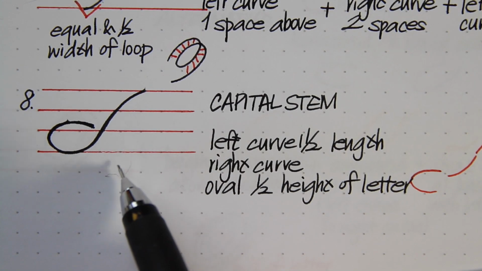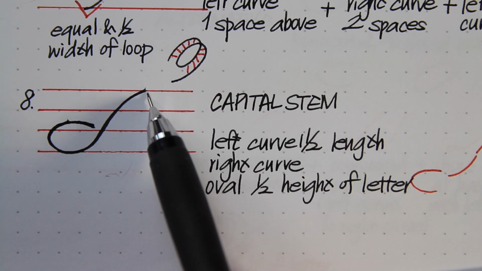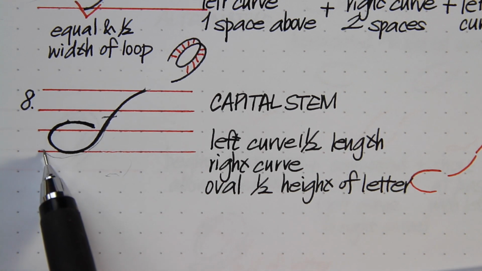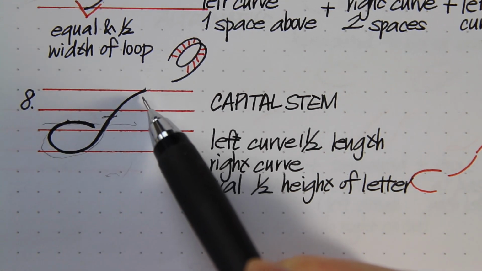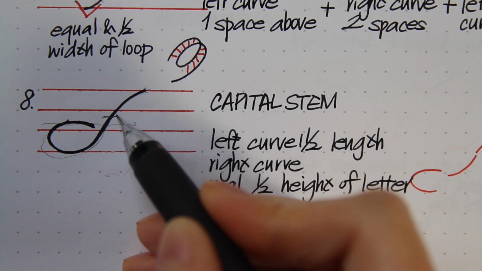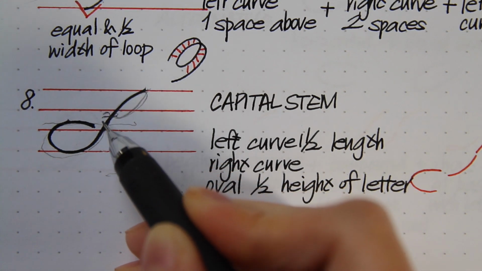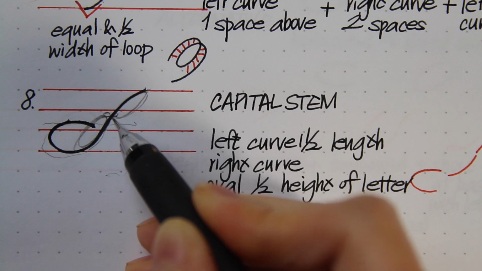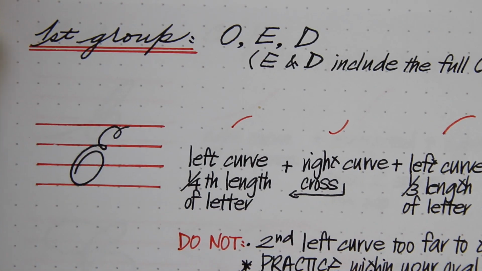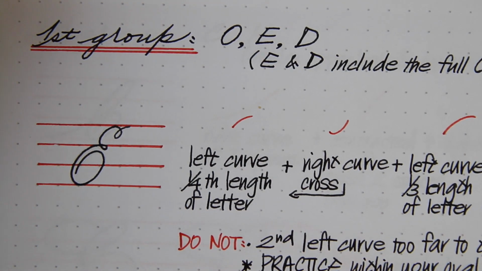The capital stem is the eighth principle. It begins with a left curve that ends in the middle, right curve, and an oval half the height of the letter. Take care that the left curve and the right curve bend equally. What this means is if we finish the ovals that the left and right curves are a part of, these ovals should be equal. Just like in the lowercase letters where we had groups of letters based on their similarities, we have 9 groups in the capital letters. The first group is the letters O, E, and D. They all include the full O, so the fifth principle.